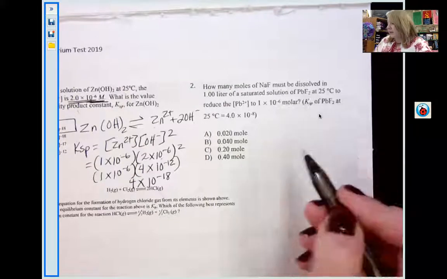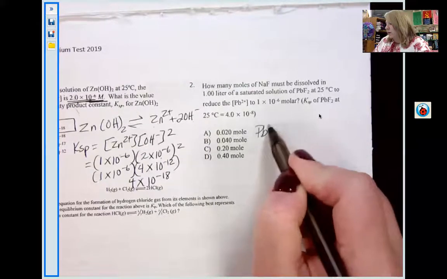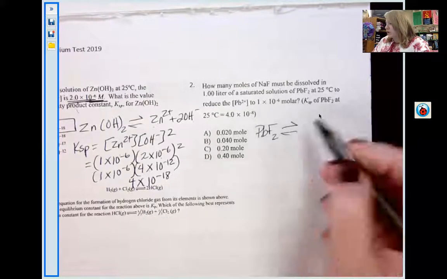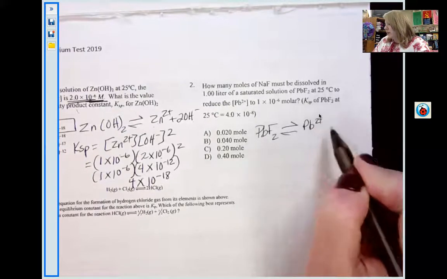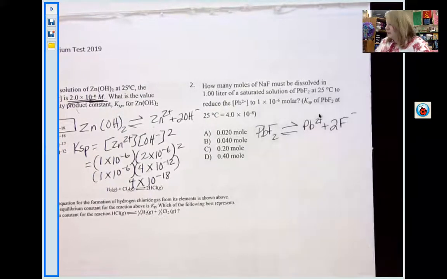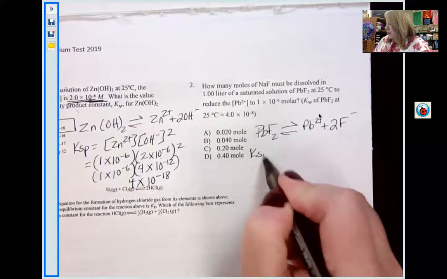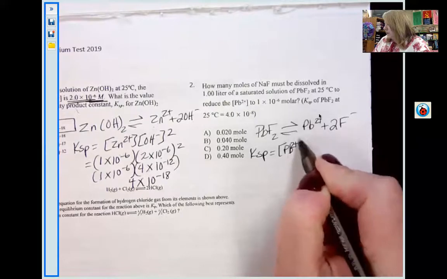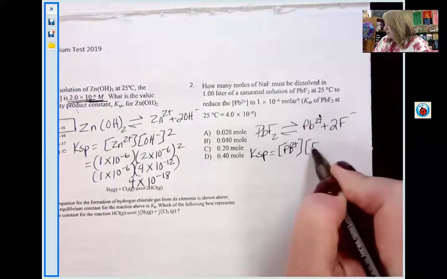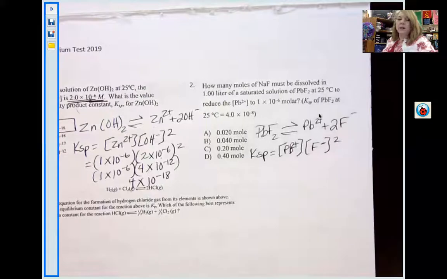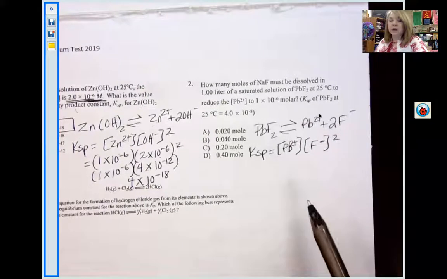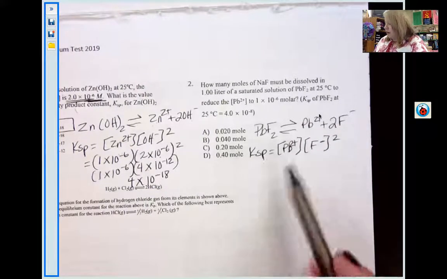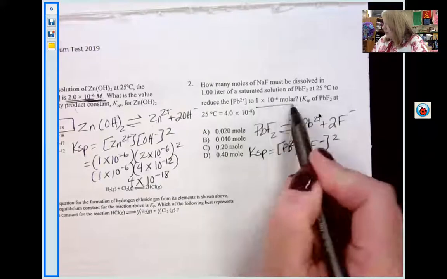All right, again, we're going to draw out our dissociation. So we have lead plus 2 fluoride ions. And then I want to see your Ksp. Ksp equals lead times F minus squared. Okay, those are always the first 2 things that you should show, and I expect to see on any of these solubility problems. All right, so we know lead is this amount, right?